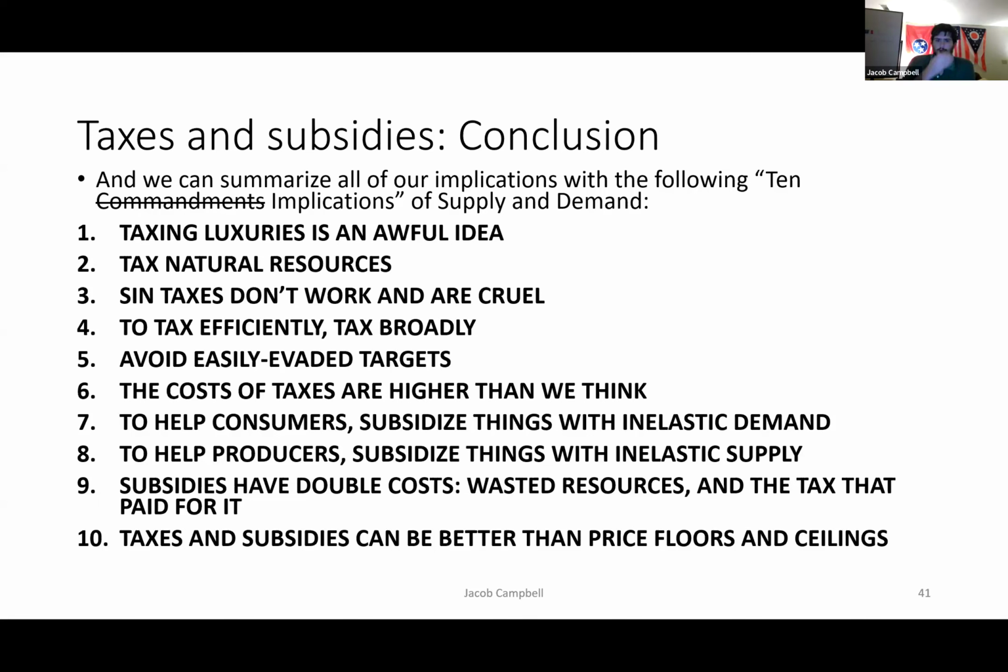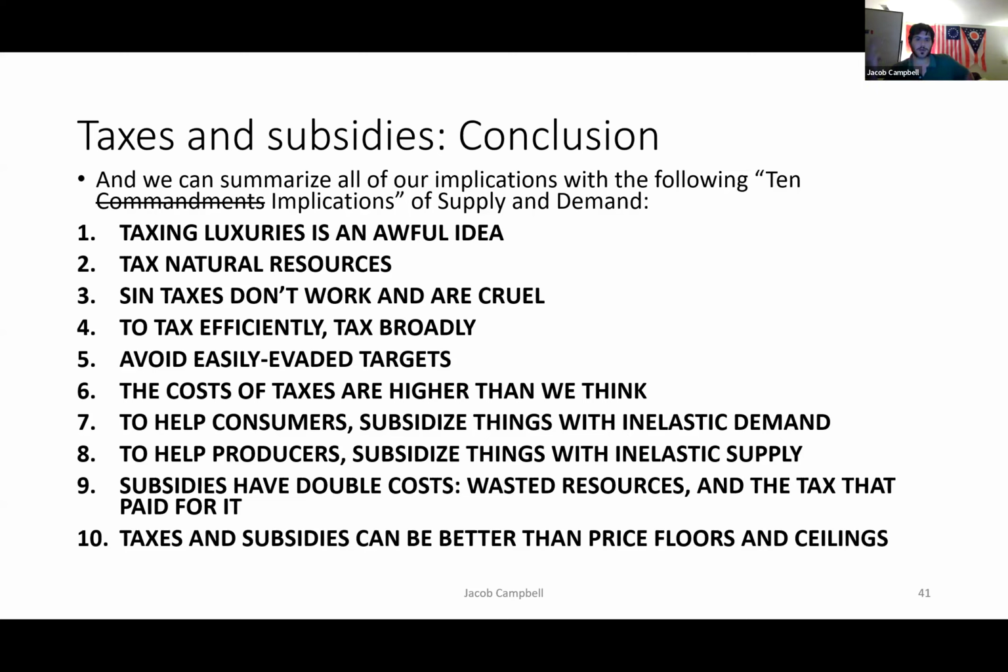So, in conclusion, we can summarize all of our implications with the following 10 implications of supply and demand. 1, taxing luxuries is an awful idea. It's going to backfire and you're going to put people out of work. 2, tax natural resources. They're fairly inelastic overall, at least compared to other lines of work. They're pretty inelastic. It's mostly going to screw over the producer. And I think as a rule, we don't care about them as much as we do the consumer. So soak them for as much as you can.